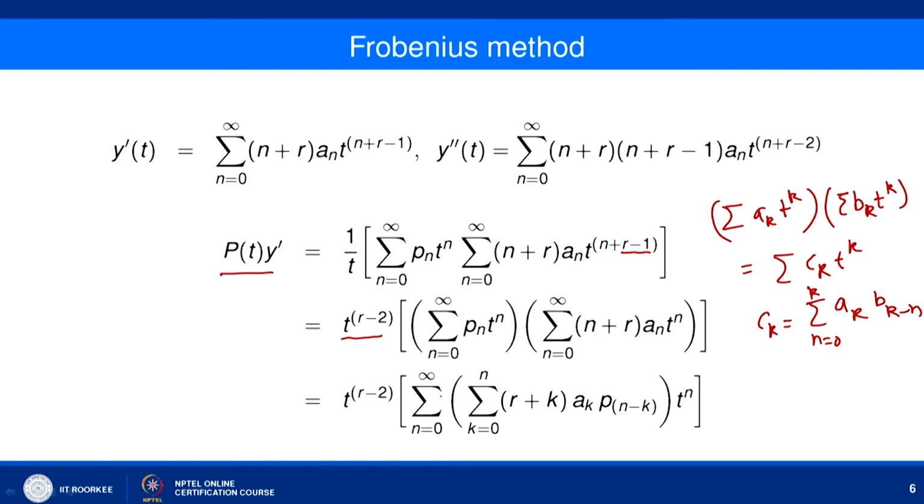So, here we are using this formula, that c_k must have this kind of form: looking at a term a_n b_(k minus n), the sum of indices is k minus n plus n, which is k. So, using this formula, we write the summation n equal to 0 to infinity p_n t^n times the summation n equal to 0 to infinity (n plus r) a_n t^n. Now, I want the coefficient of t to the power n. So, it means that I am finding c_n. So, c_n is going to be what?